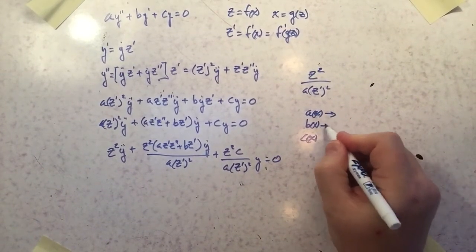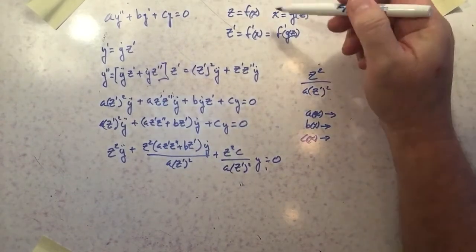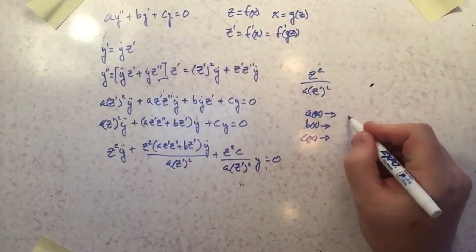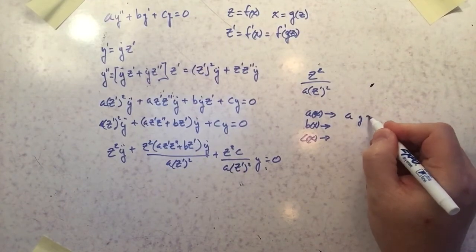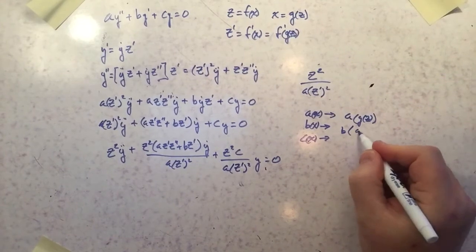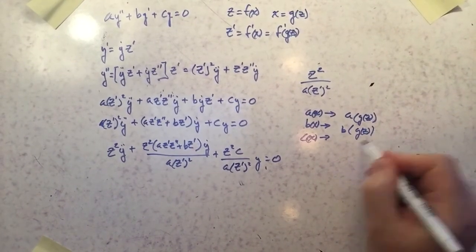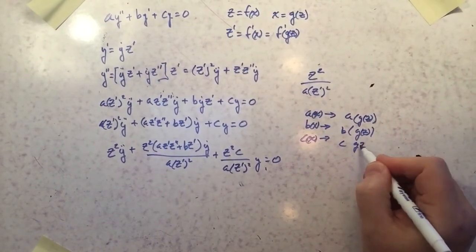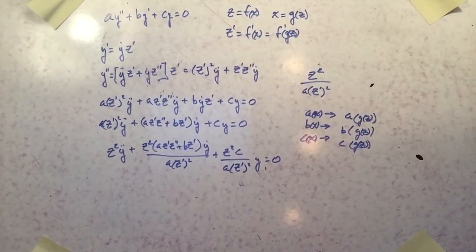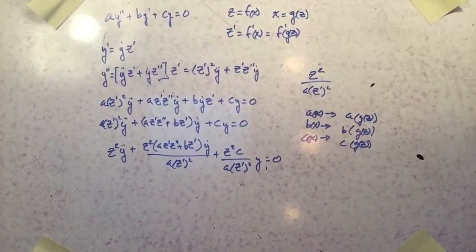And of course, you'll have to convert them over because you now have a substitution, which is x equals g of z. So a then will be a function of g of z. b will be a function of g of z. And c will be a function of g of z. So make sure you do that, otherwise you'll get a mixed bag in the end of x's and z's, and you can't have that, all right?